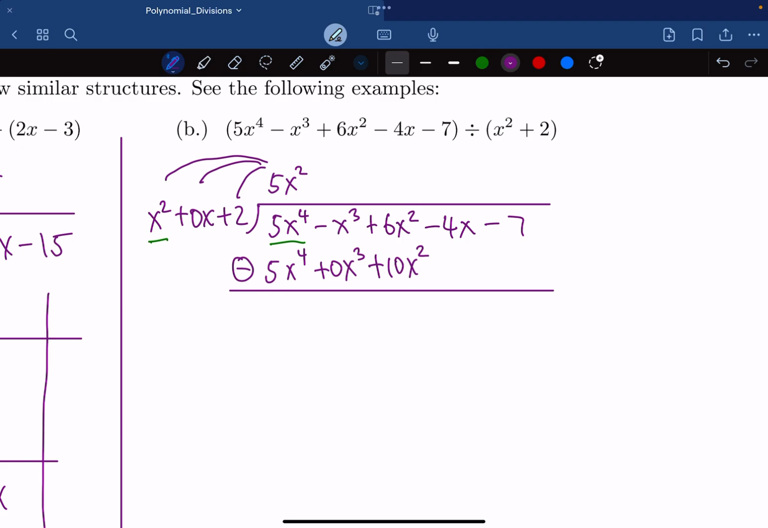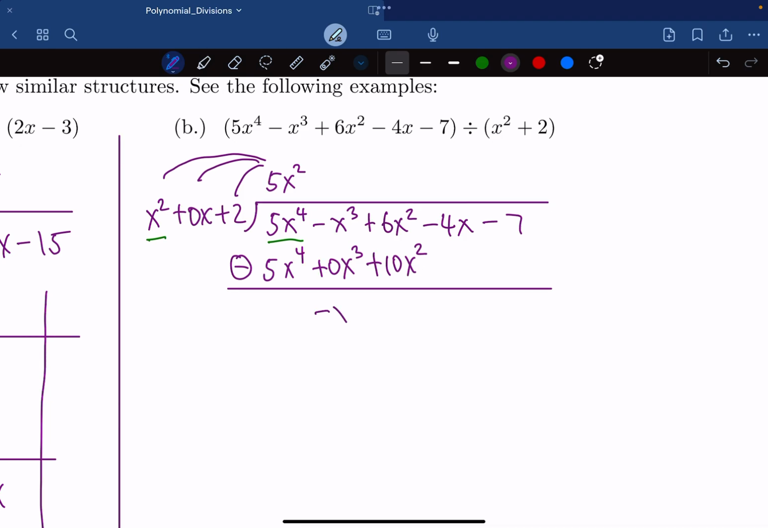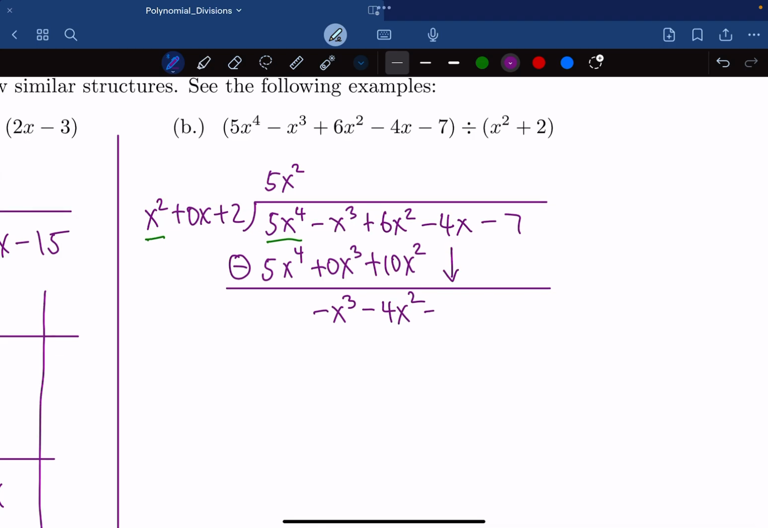The 5x to the fourth go away. Negative x cubed minus 0x cubed is just negative x cubed. 6x squared minus 10x squared is negative 4x squared. And then I drag down the next line. Okay, the next term. So then I rinse and repeat, right? That's my first step. Rinse and repeat here.